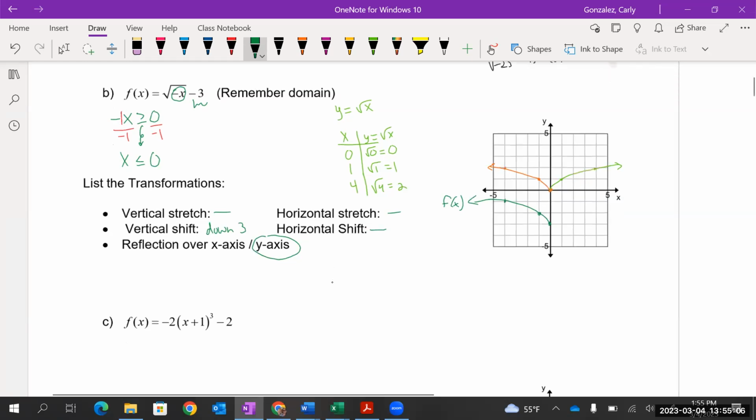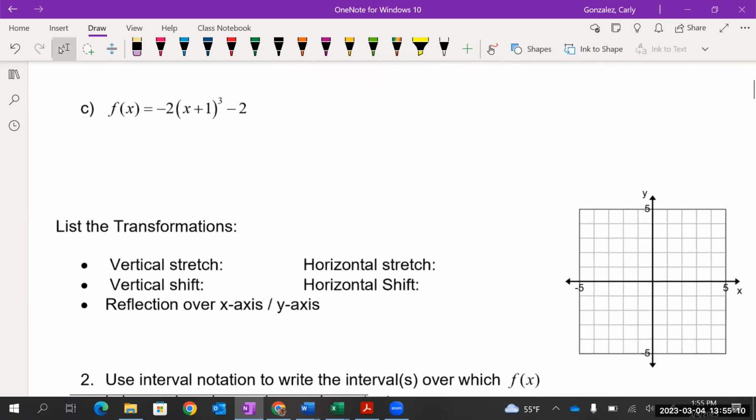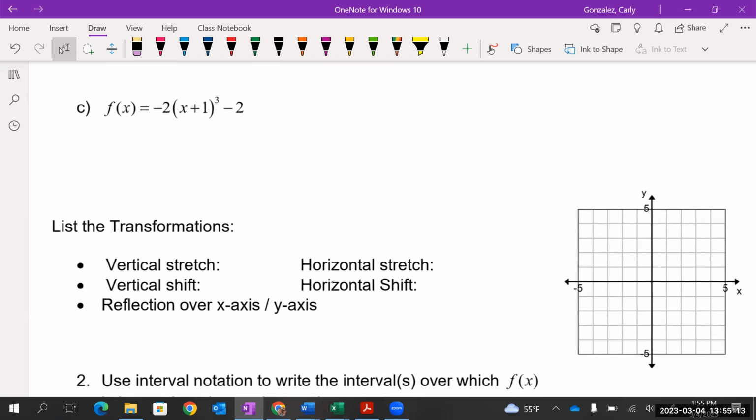Okay, let's go ahead with one more. So now, we have a lot going on here. We have f of x equals -2 times the quantity x plus 1 cubed minus 2.